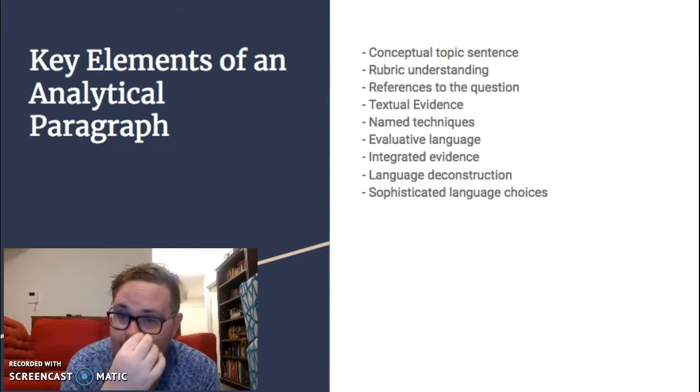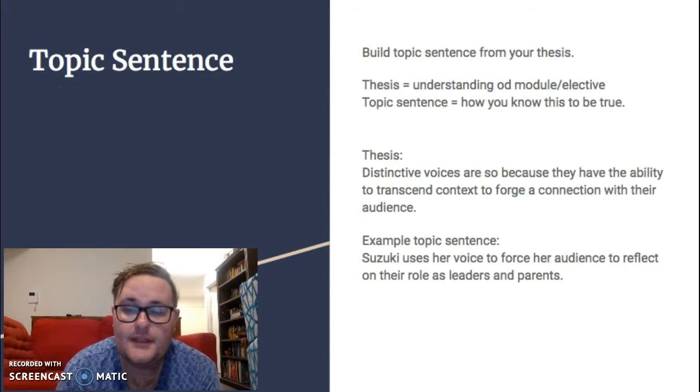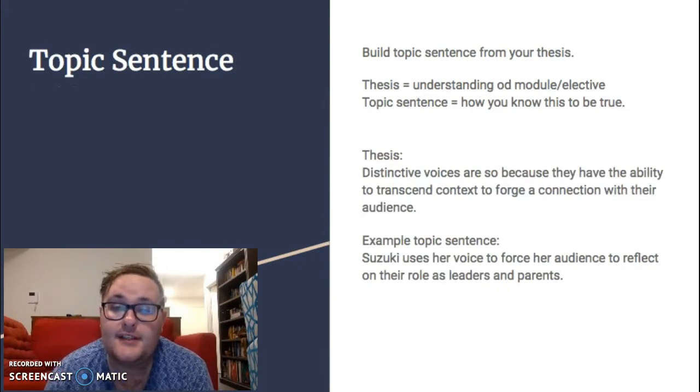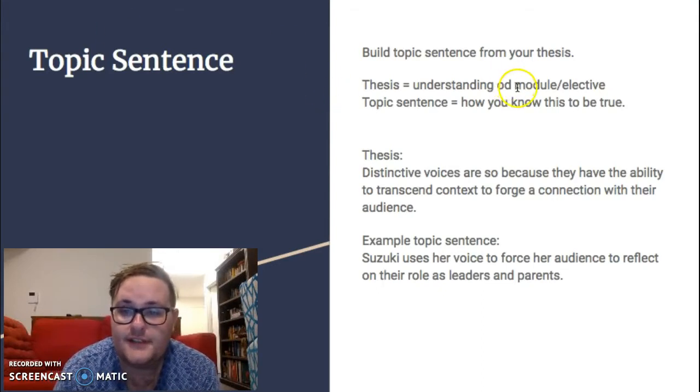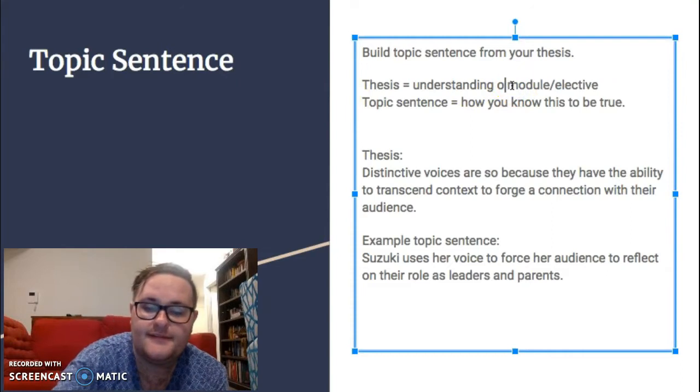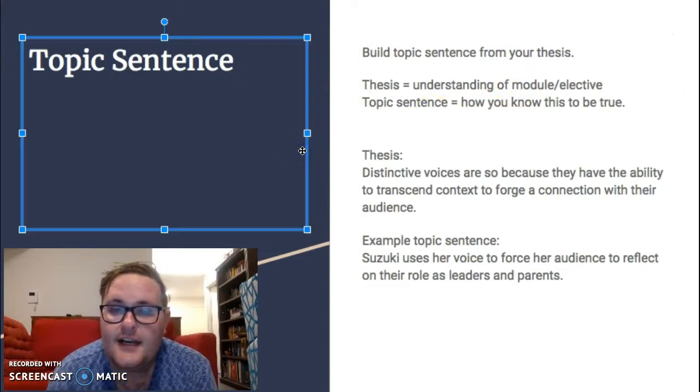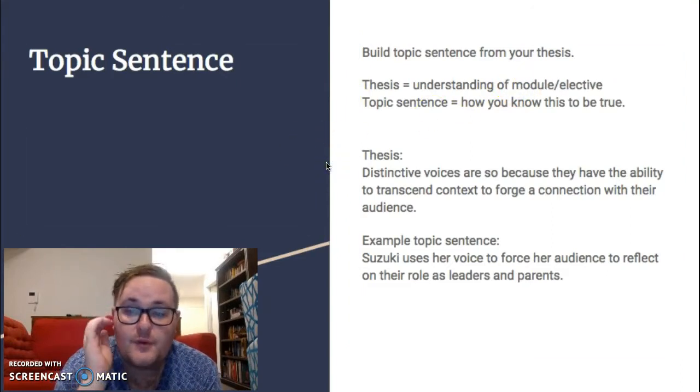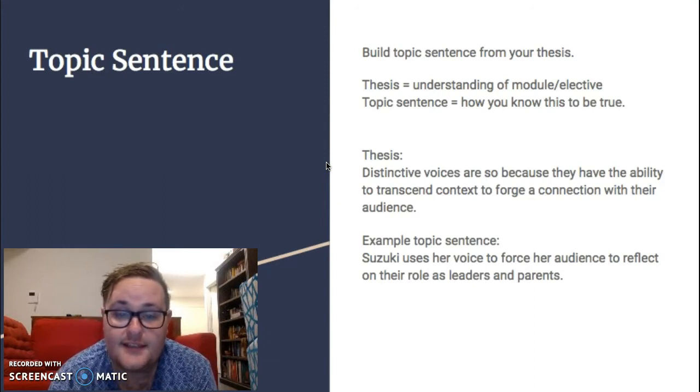So we're going to start with topic sentences. So the first thing you need to understand is you need to build your topic sentence from your thesis. So your thesis is your understanding of your module or elective. It's your summary of what does this mean.